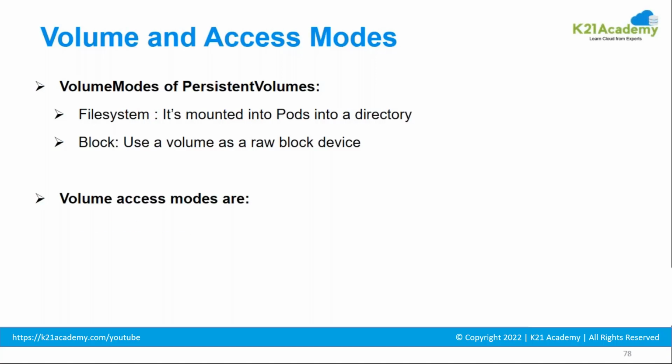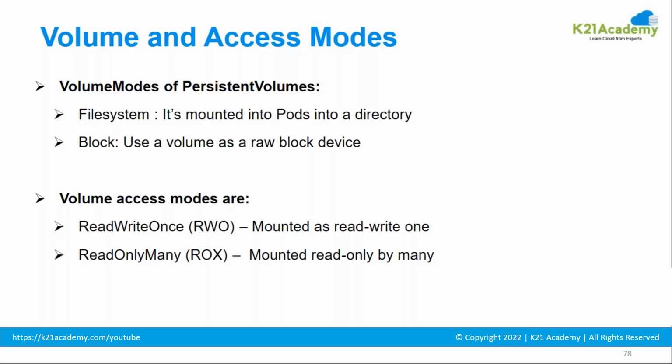There are different access modes available. How should this volume be made available and mounted onto your node? The volume is an external thing, so wherever the pod gets created, that volume will be mounted. In what mode should it be mounted? There are 3 modes as of now. A 4th one is going to come in newer versions.